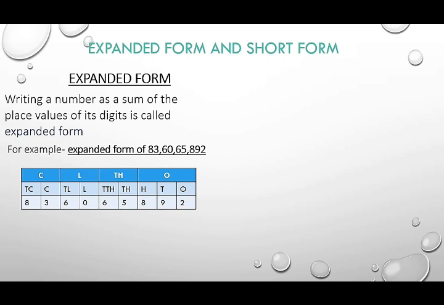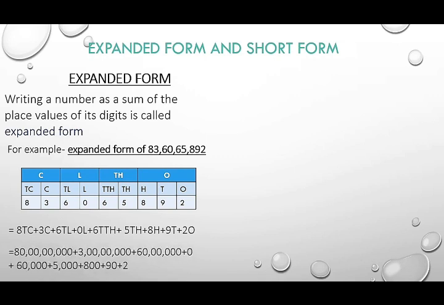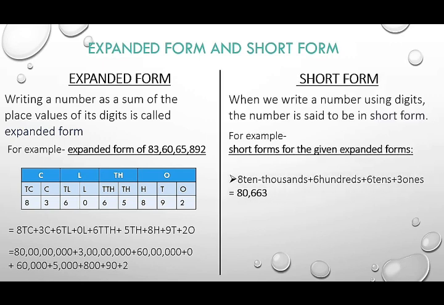So we can expand the numbers as 8 10 crores plus 3 crores plus 6 10 lakhs plus 0 lakh plus 6 10,000s plus 5 thousands plus 8 hundreds plus 9 tens plus 2 ones. We can write this in numeral form also. Then it will become 80 crore plus 3 crore plus 60 lakh plus 0 plus 60,000 plus 5,000 plus 800 plus 90 plus 2. When we write a number using digits, the number is said to be in short form.